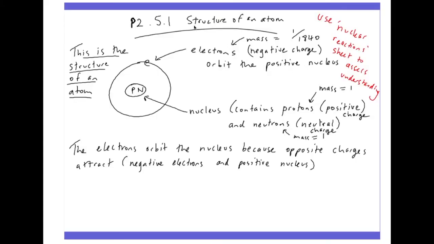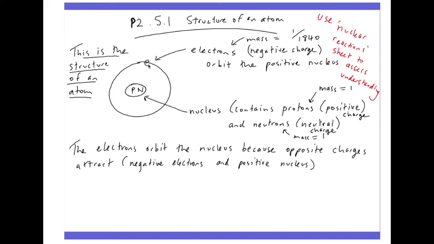So we'll start with the basic structure of an atom. So this is your atom, drawn over here. That's your nucleus. The nucleus contains the protons and the neutrons, and the electrons orbit around the outside. So they are the three subatomic particles inside an atom.